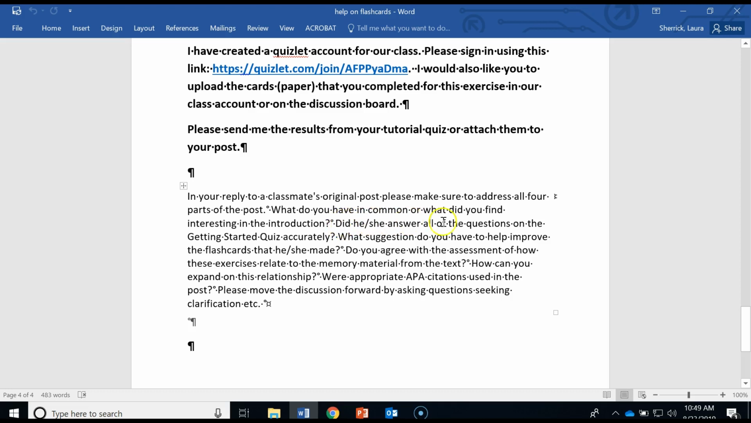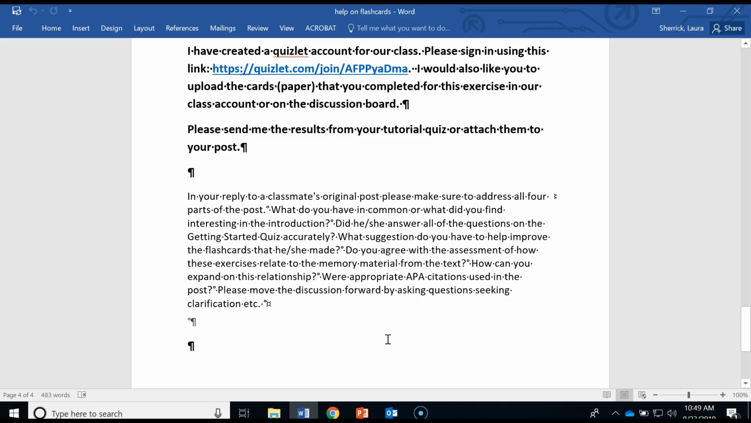Then I need you to look at their getting started quiz. Were all the questions answered accurately? Where did you disagree or agree? Then I want you to look at their flashcards. How can you help improve the flashcards that he or she has made? If they didn't underline, you might suggest where they underline. You might say, I think there are three key concepts in this, while you think there are 2. So on, so forth.